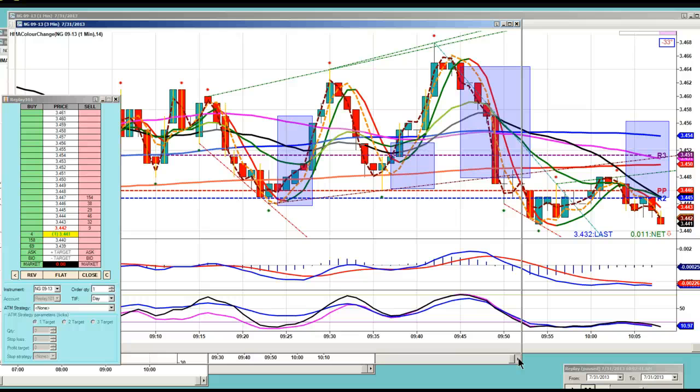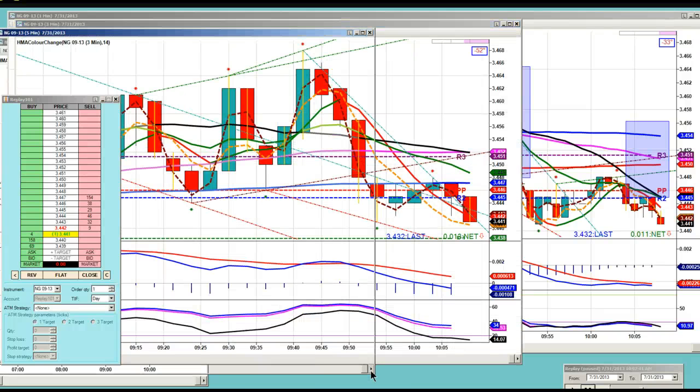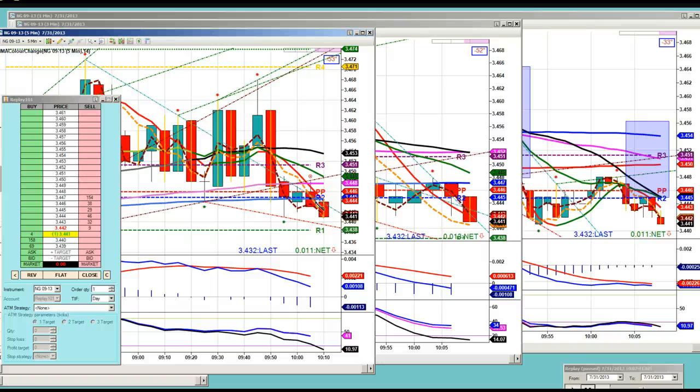Notice that my 3-minute is pushing through my HMA. It's red. My HMA is red. My 5-minute is already below my HMA. Huge clue. That's why I say you do the 3 or the 5. They're both going to confirm. Okay? So sometimes the 3 is going to be more crystal. Sometimes the 5 is going to be. As long as they're pushing through, they're the right color candle.